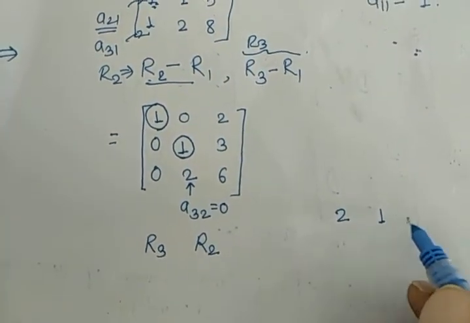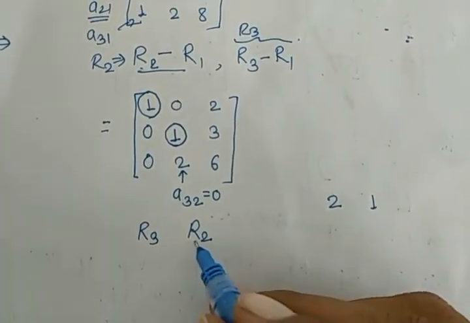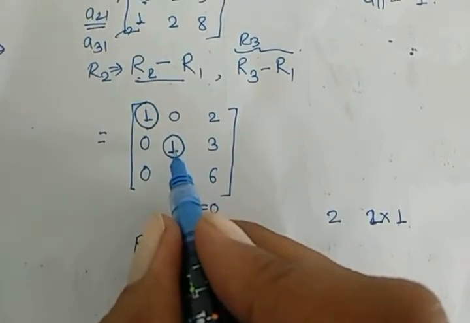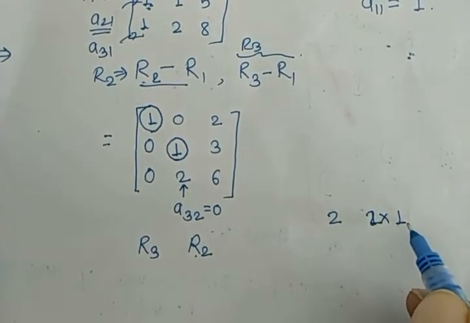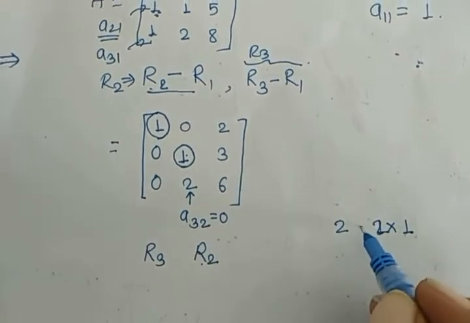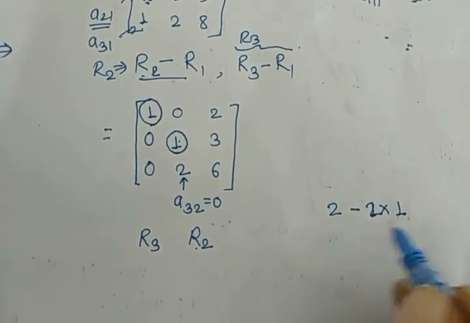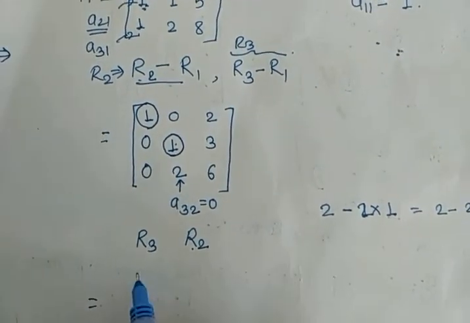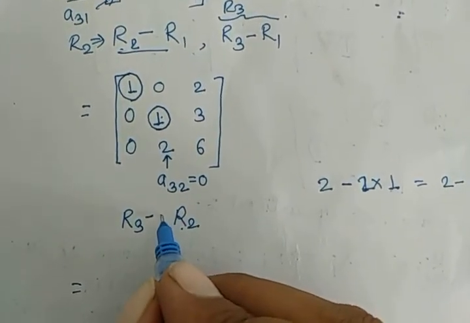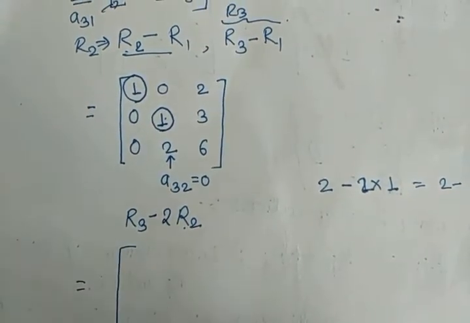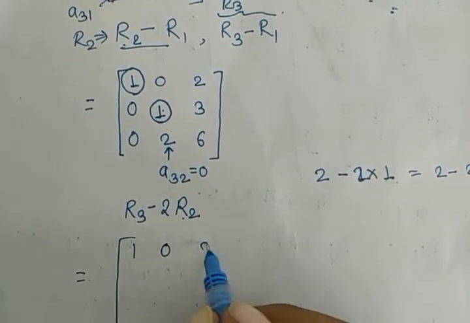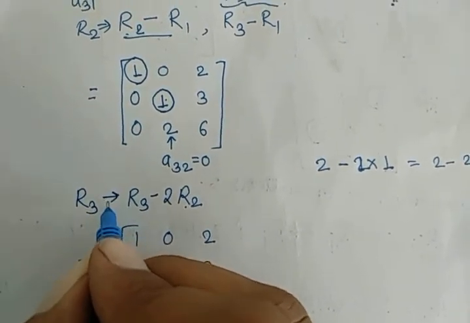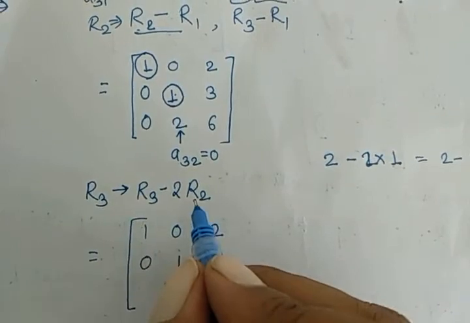So we have to multiply the second row by 2, which is 2 multiplied by 1, that is 2, and both are positive, so we subtract so that it will be 0. We get 2 minus 2 equal to 0. So the row operation is R3 minus twice R2. Therefore we can write 1 0 2. The second row will be the same, because this is a row operation on the third row, which is R3 minus twice R2.